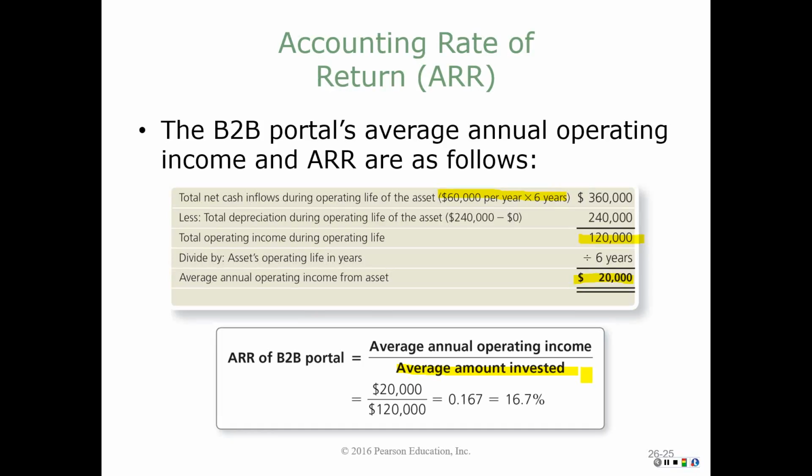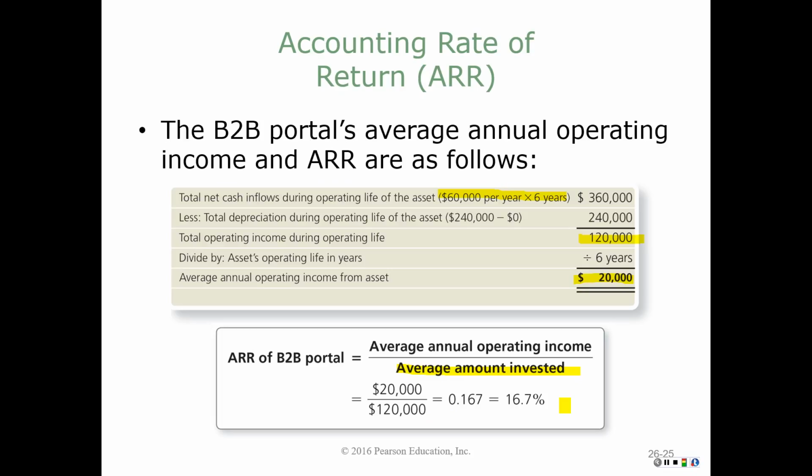We didn't have a residual value in the B2B, so it is simply half of our original investment of $240,000. That's $120,000. So our average accounting rate of return on this particular asset is 16.7%. How do we know if that's good or bad?